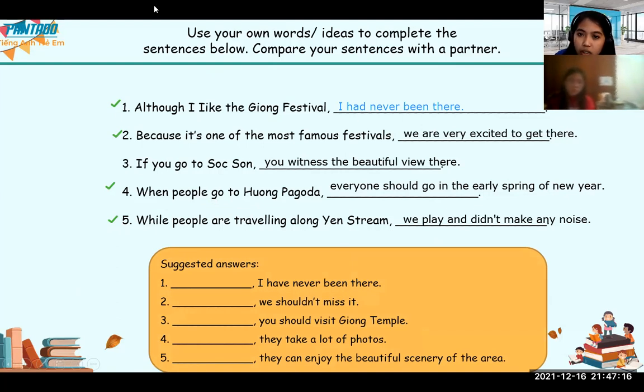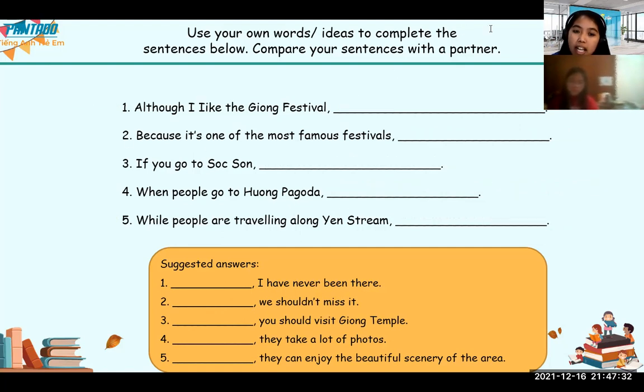Okay, you can also use this one. We shouldn't miss it. Okay, so here you got 4 out of 5. Okay, so that is a great job for you, Ngok. I really appreciate that you were able to write and tell me your own ideas for this dependent clause.